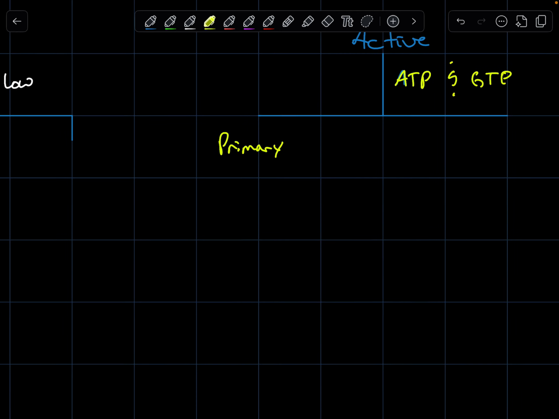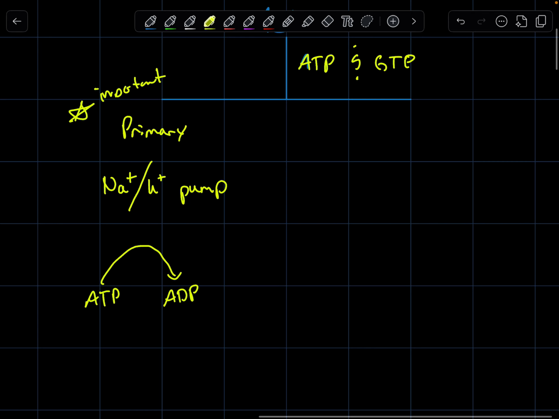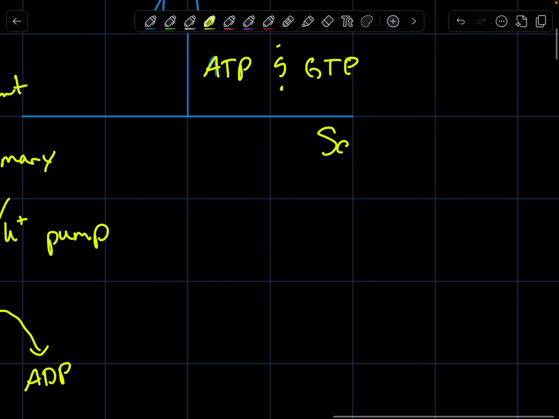Okay, primary transport. It's very, very, very important. An example of primary transport is the sodium-potassium pump. Okay, this requires ATP or energy to be used in order to pump 3 Na or sodium out of the cell and 2 potassium in. Okay, with this active transport, it allows us to have secondary active transport.